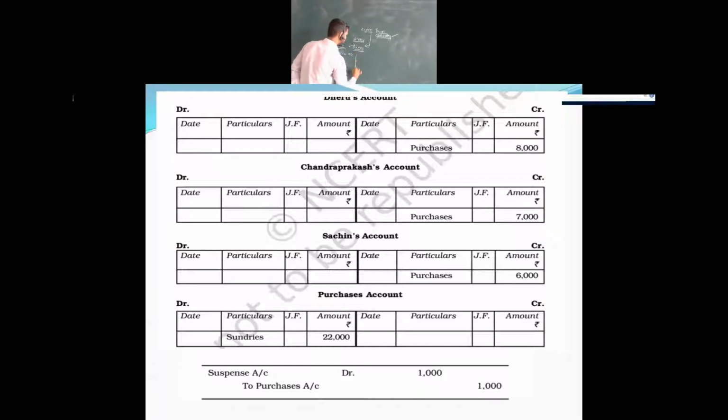Suspense account data. We are taking back money from the purchase account. How much amount is this? 1,000 rupees. We are going to take it back from that person.